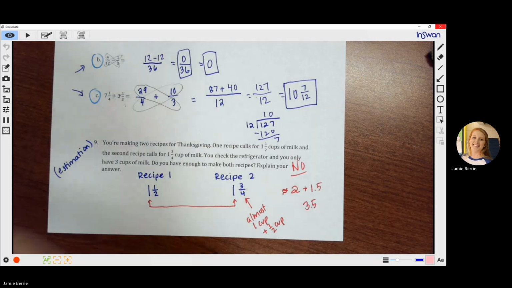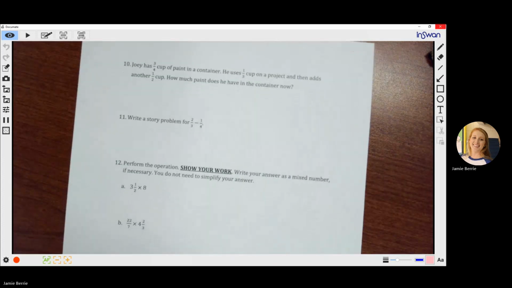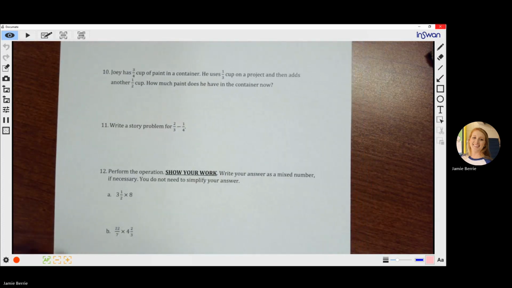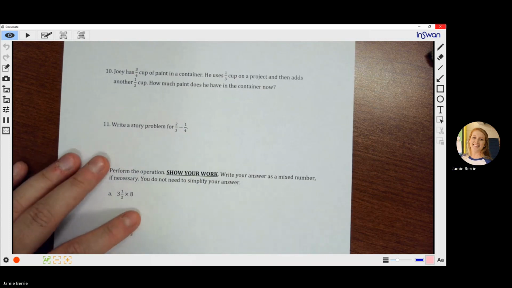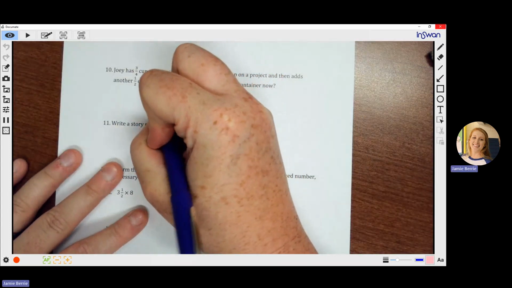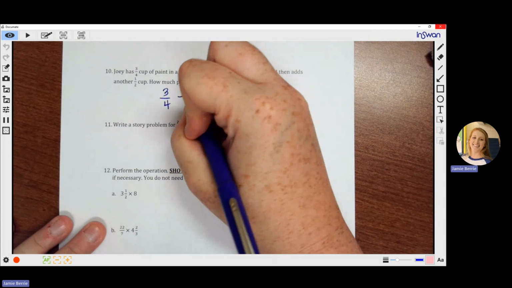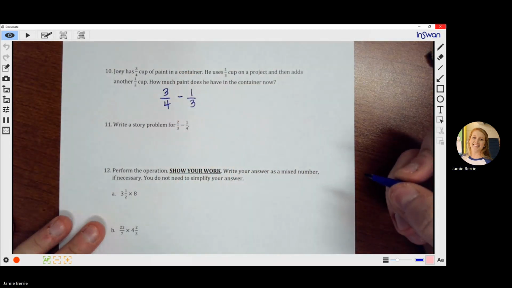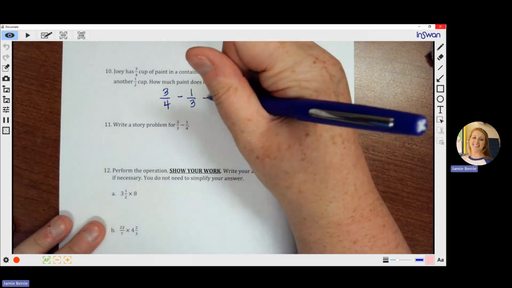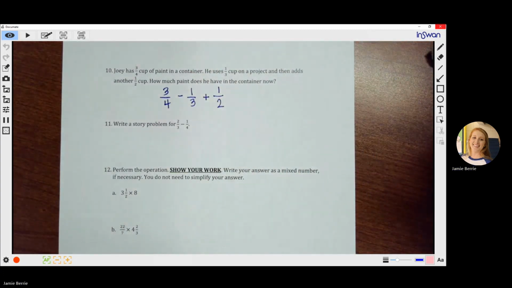Number 10. Number 10 is not an estimation problem. They want to know the exact amount. It says Joey has 3/4 of a cup of paint in a container. He uses 1/3 of a cup on a project and then adds in another 1/2 a cup. How much paint does he have in the container now? All right, so Joey starts out with 3/4 of a cup. He uses 1/3 of a cup, so he's subtracting off 1/3 of a cup of paint to use on that project. And then he goes back in and adds in another 1/2 a cup.